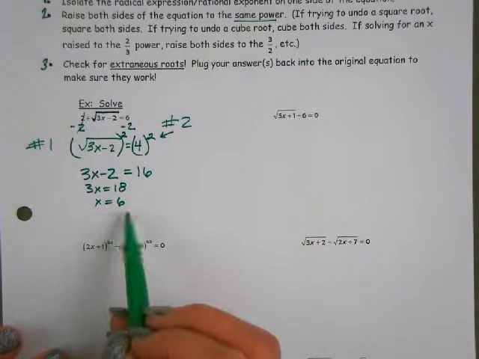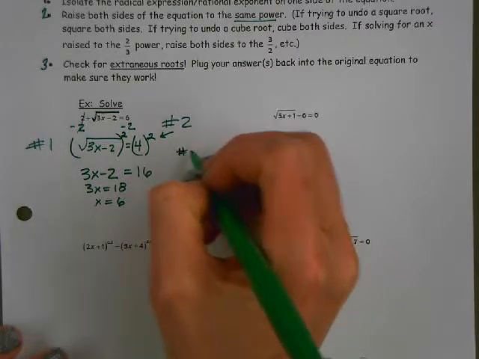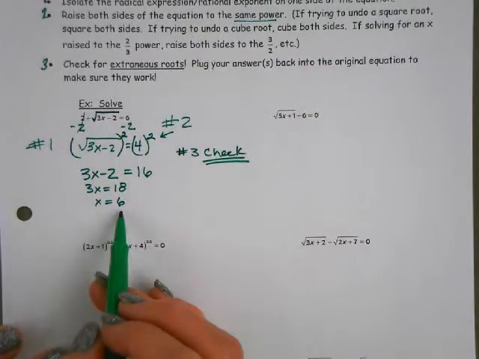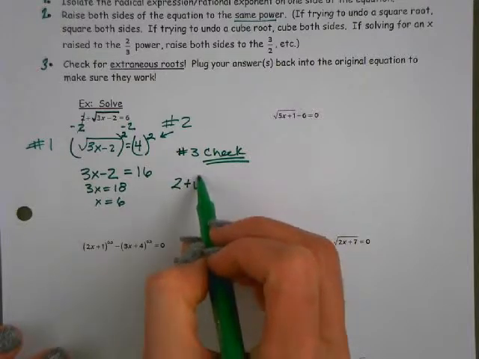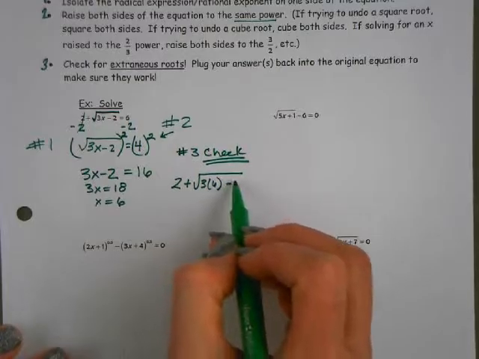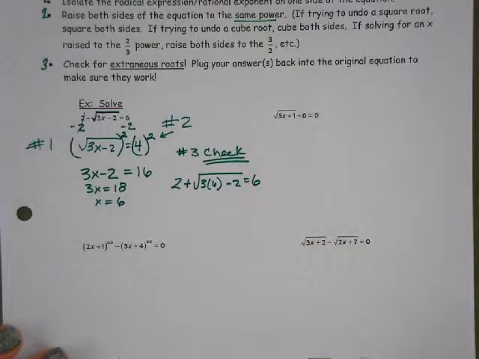So basically we have to take this value now and we have to check. Okay, before we didn't necessarily have to check, we have to check now. And if the answers do not equal each other, then that is not actually an answer that fits. Okay? So we have to check. So number 3 is you have to check. Okay? So then you just take this value and substitute into your original equation. So I'll take the 2, I'll do plus square root of 3 times the 6 minus 2, and that's going to equal what? 6.